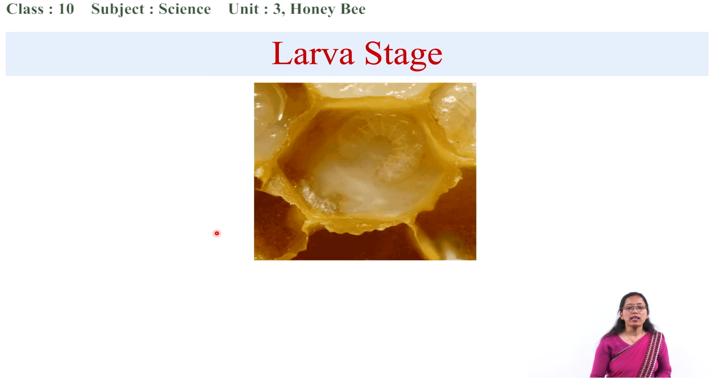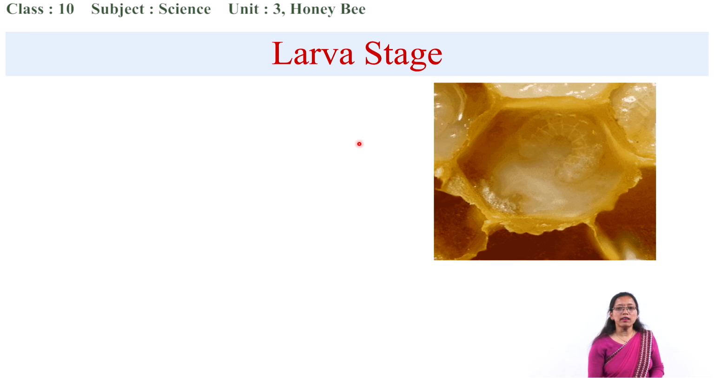And the next one is the larva stage. After the egg, it will turn into a larva. When different modifications take place, that small single celled egg will generate new cells and form the larva stage. In this larva stage, we can see the structure here. There are many segments we can see here.